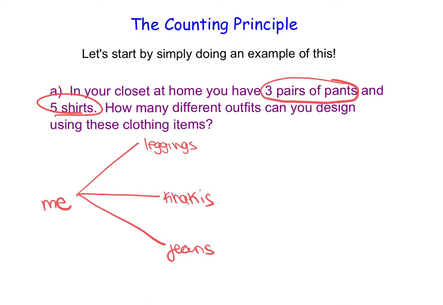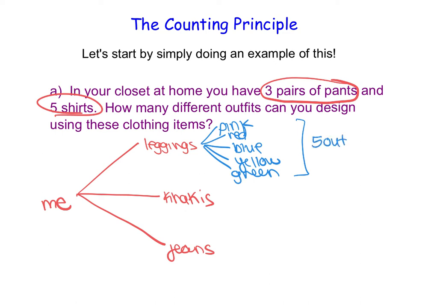Now, when I go into my closet, I also have 5 shirts, and all of these shirts can pair with my pants. So let's say that I have a red shirt, a blue shirt, a yellow shirt, a green shirt, and a pink shirt. So I have 5 different shirts. What I notice in this picture is I can do leggings with a pink shirt, a red shirt, a blue shirt, a yellow shirt, or a green shirt, which total 5 outfits with just the leggings.